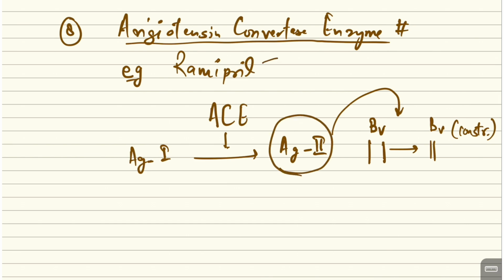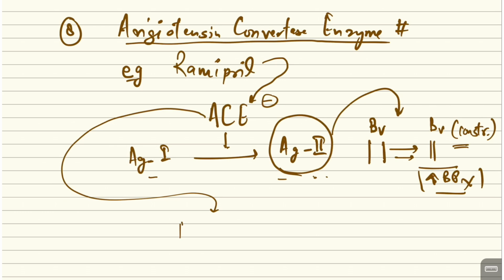So when we give ramipril to the patient, it will inhibit this angiotensin converting enzyme. So angiotensin 1 will not be converted to angiotensin 2, and the action of angiotensin 2 will not take place. It will not constrict our blood vessels, and therefore the BP will not increase, and the blood pressure will fall down. This is why we normally prescribe ramipril for reducing blood pressure. In addition to the conversion of angiotensin 1 to angiotensin 2, the angiotensin converting enzyme will also degrade bradykinin.